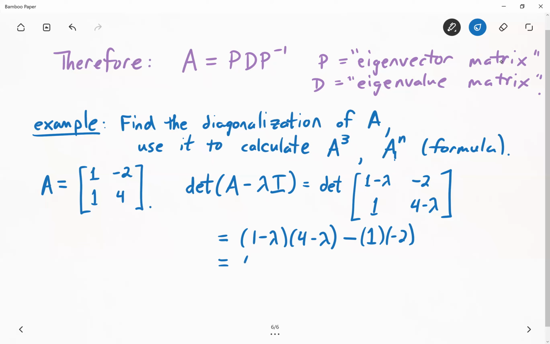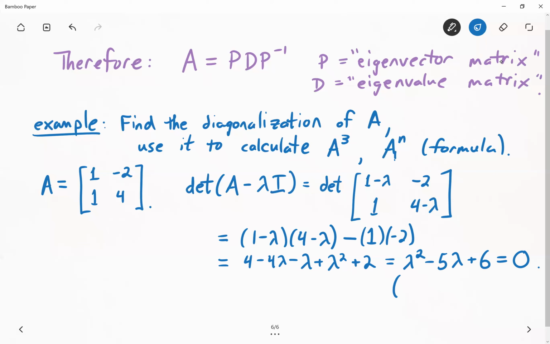We'll expand this out. We'll get 4 minus 4 lambda minus lambda plus lambda squared minus negative 2. That'll be plus 2. So this is lambda squared minus 5 lambda plus 6. And we want the determinant to be 0 for this matrix. This will give us non-trivial solutions to the eigenvector-eigenvalue equation.